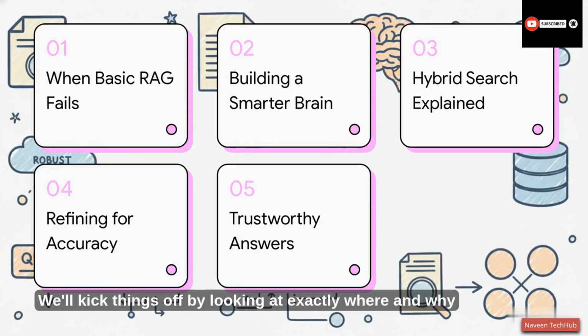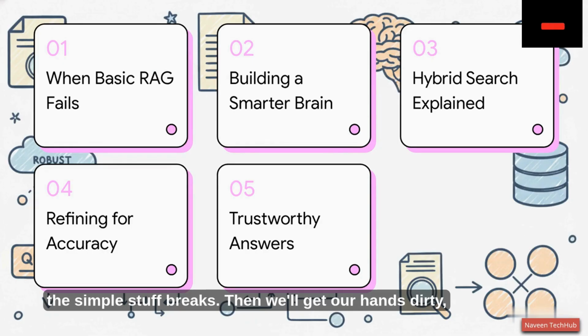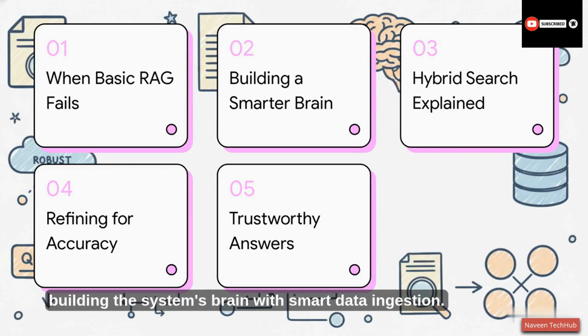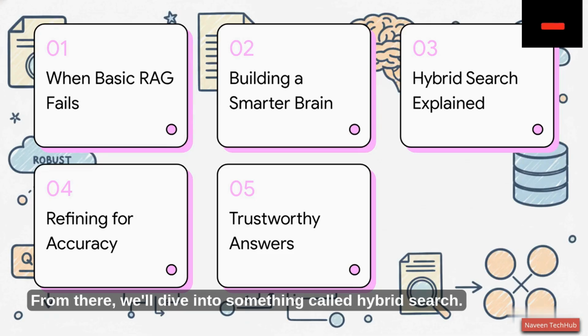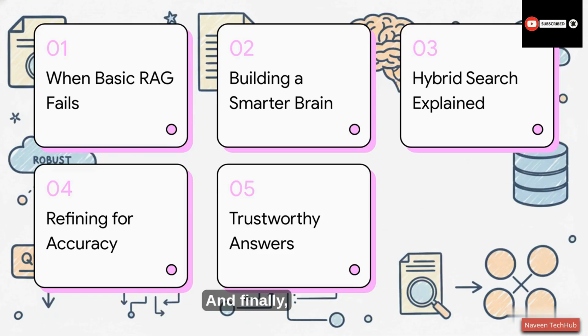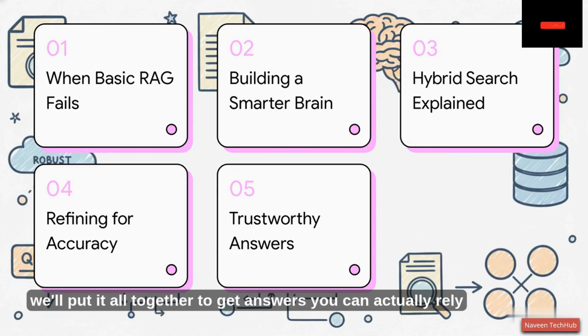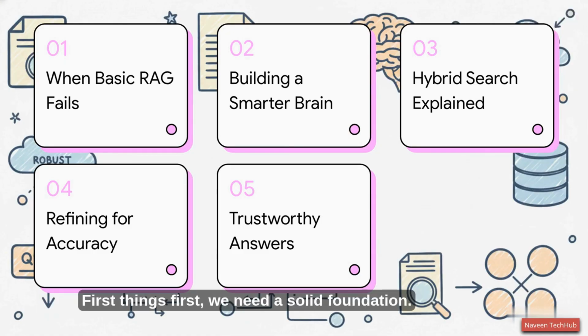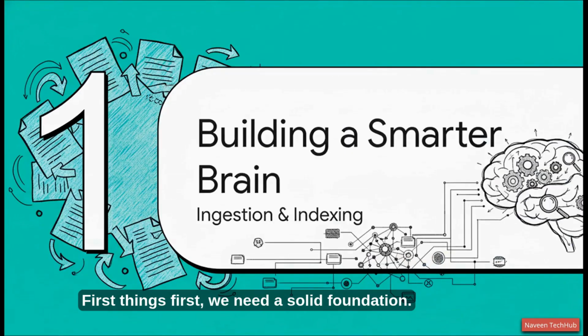All right, here's our game plan. We'll kick things off by looking at exactly where and why the simple stuff breaks. Then we'll get our hands dirty building the system's brain with smart data ingestion. From there, we'll dive into something called hybrid search, then learn how to refine those results to be laser focused. And finally, we'll put it all together to get answers you can actually rely on. Let's jump in.